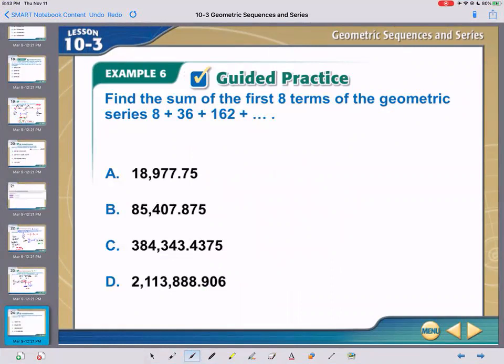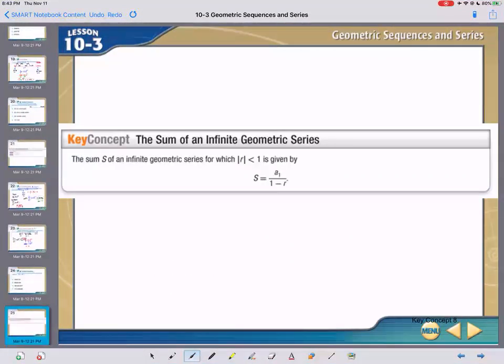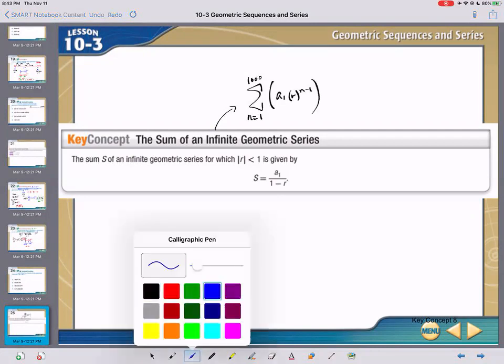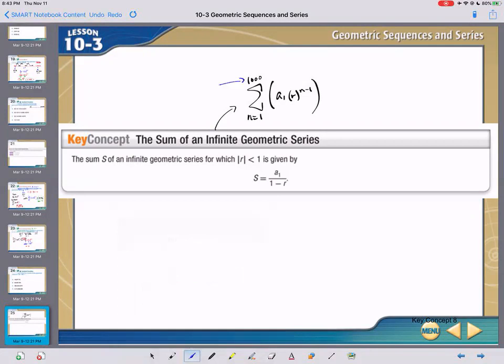Okay, example 7. Let's take a look here. The sum of an infinite series. So here's what I do. If it's infinite, for the calculator's sake I just put 1,000. So I substitute, and again, I'll leave this part the same. If it's infinite, I just substitute 1,000 for infinity. If you ever have to find infinite, that's what I do.